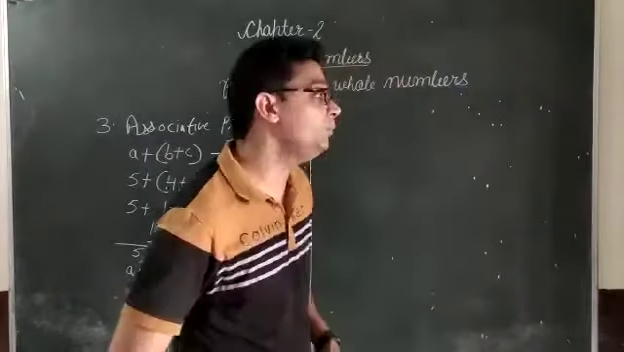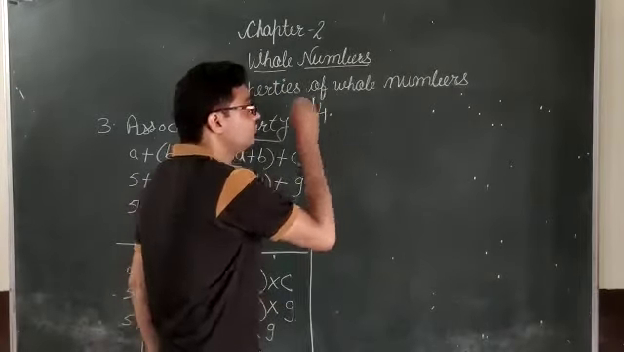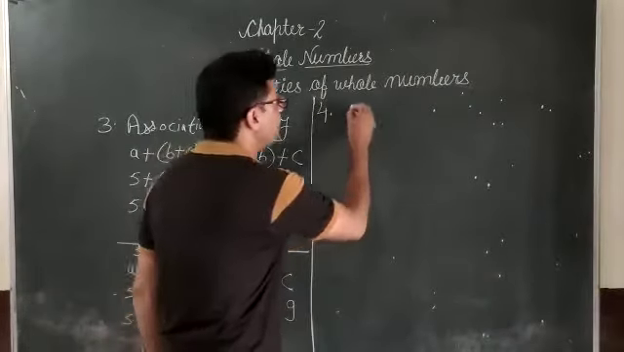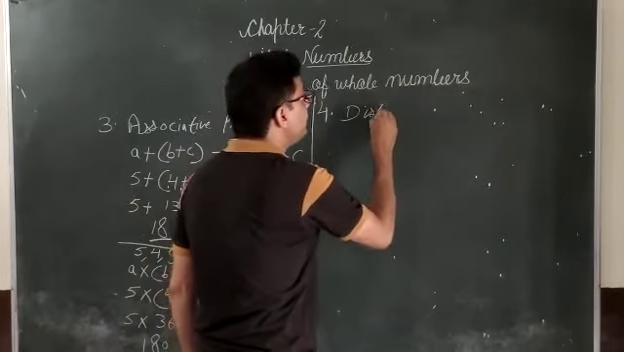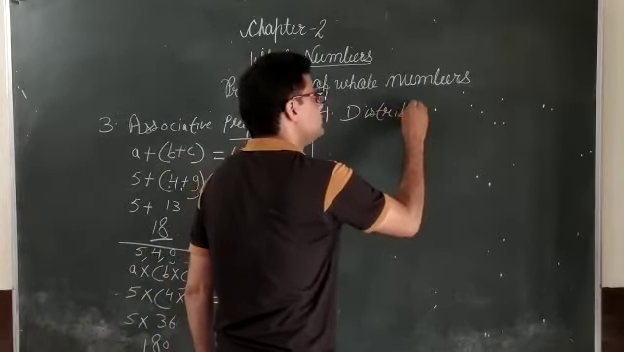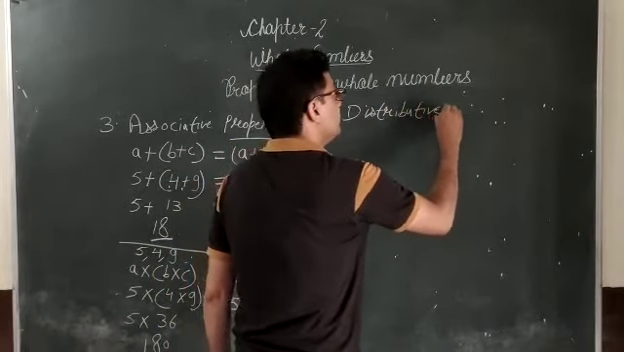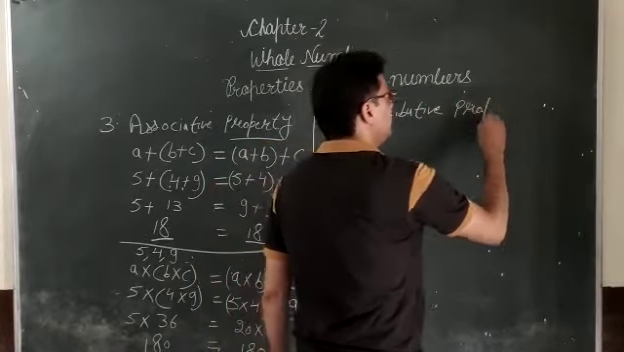So let's come to property number 4, distributive property.